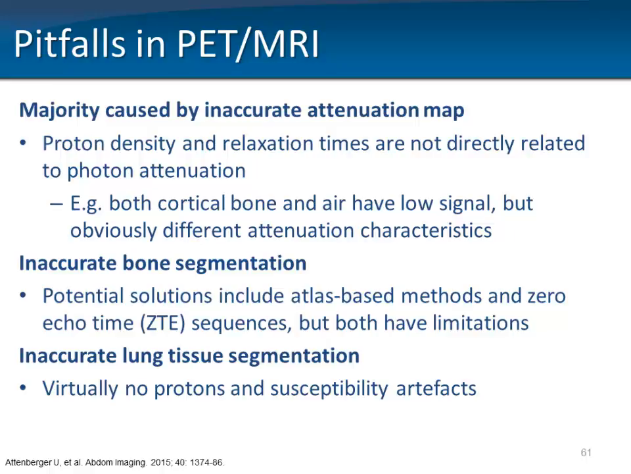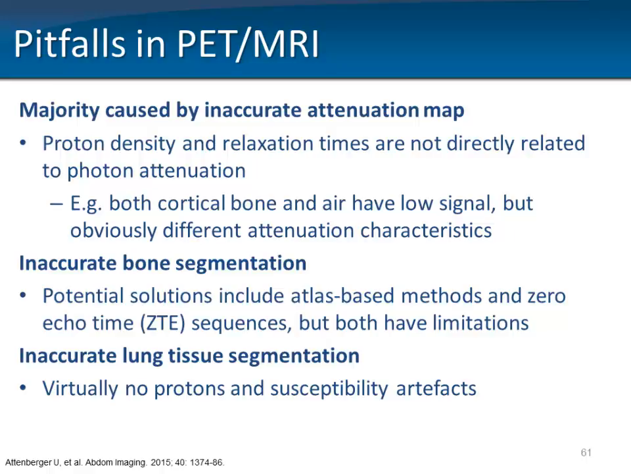For example, on MR, you will see that both cortical bone and air have a very low signal. However, it's obvious to you that both have totally different attenuation characteristics. So bone segmentation is an issue. Potential solutions include atlas-based methods, but they only go so far. I mean, after complex surgery, there's no reason that you can reliably use an atlas to correct for bone. Or you can use ZTE sequence, but that's not really mature as well.